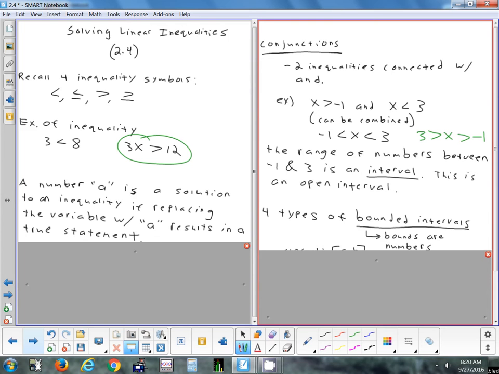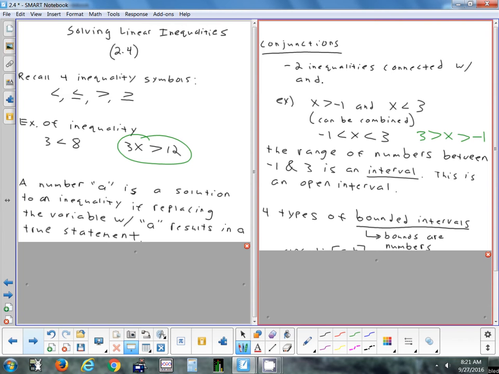What do you think? Trevor? No. Closed means you have the bracket. Bracket means that you can reach that number. Okay, you would never have brackets on infinity. All right, so those are really the only types of unbounded intervals you can have.